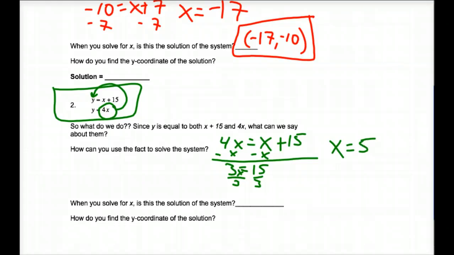So we're going to start. Here's your answer, guys. You start a parenthesis. We know that the x value is 5, so put your x value of 5 into your solution. We don't know the y value.